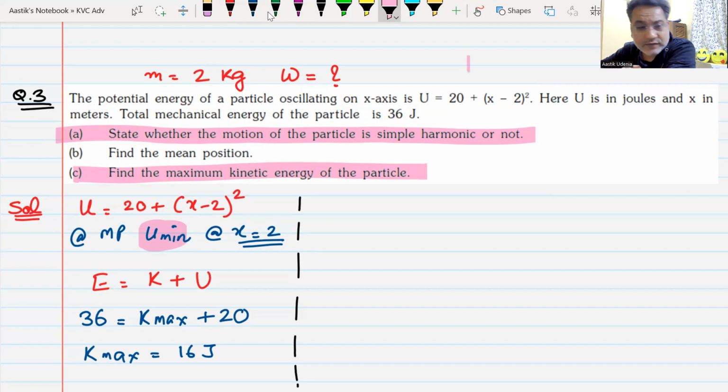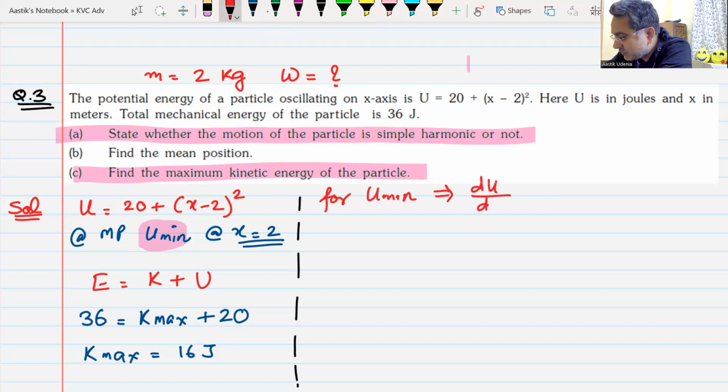What do you have to do to find out the minimum value of any function? Sir, how do you find out the minimum value of any function? Sir, we take the differentiation of it. Yes. So that is what you have to see for U minimum. And du by dx has to be equal to what? 0. So you differentiate this.